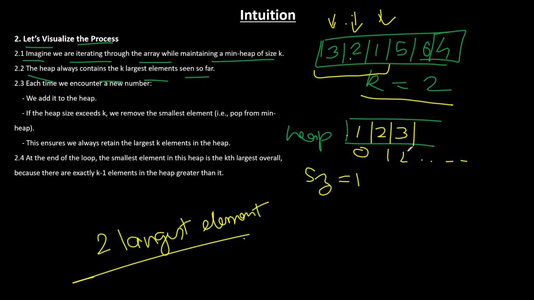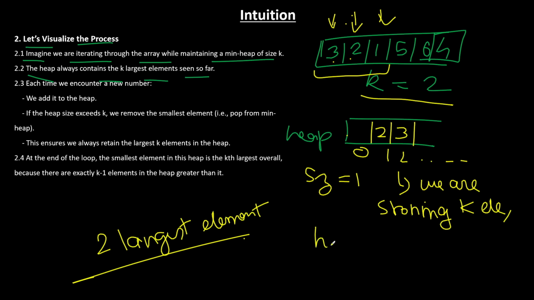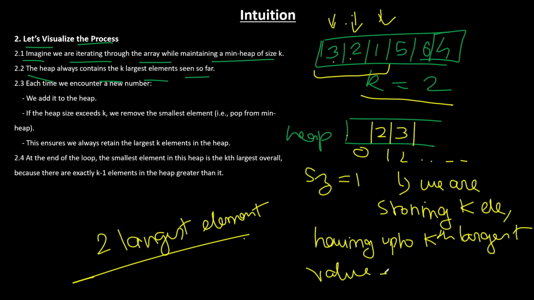So to get 2, we have to pop 1, right? So we will pop 1 from here. After doing so, we have 2 and 3 with us, and this heap tells us that we are storing k elements up to the kth largest value. This heap tells us that we only store values up to the kth largest, because 2 is the kth largest value among 3, 2, 1, right?